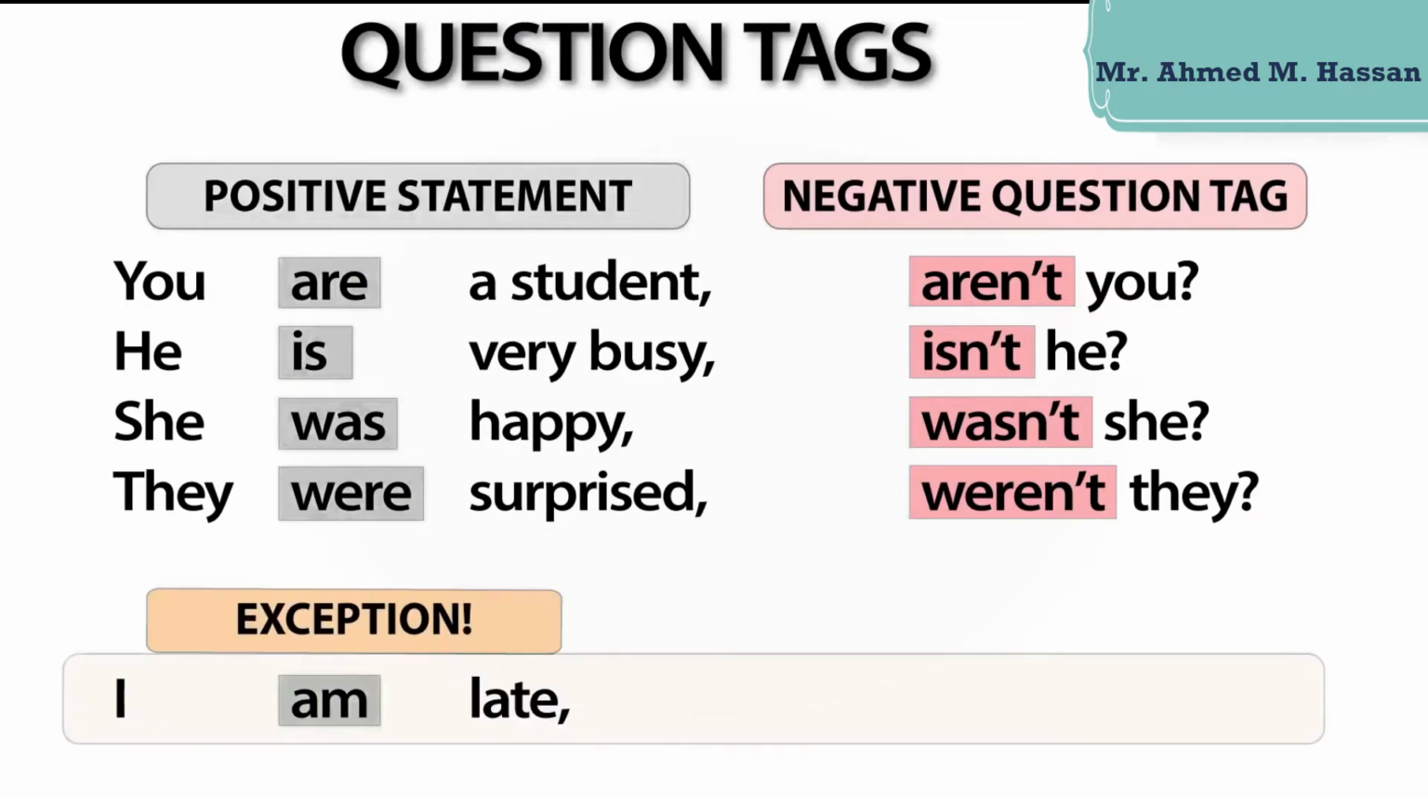Be careful. There is an exception when the subject is I followed by am in the positive statement. For example, I am late. The negative question tag is irregular, and you say, aren't I? I am late, aren't I? We do not say, am I? No. It probably sounds strange to you, but that is what we do in English. I am late, aren't I?